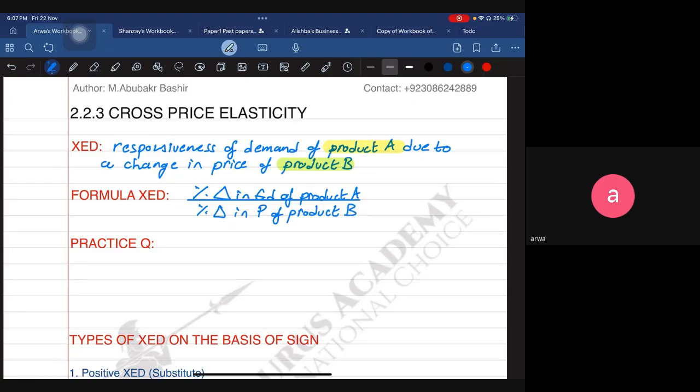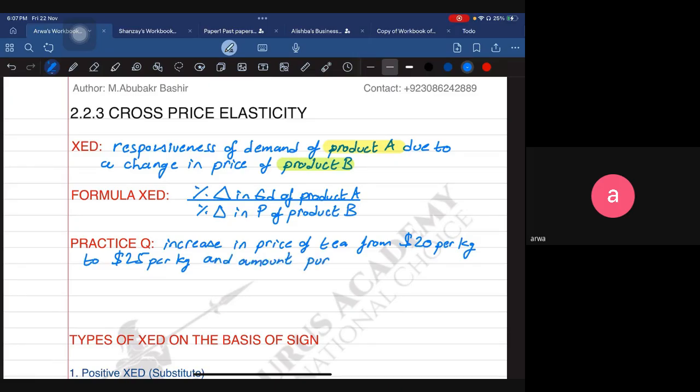Yes, sir. Now I'm going to give you a question. The price of tea increases from $20 per kg to $25 per kg, and the amount purchased of coffee increased from 200 kg to 250 kg. Find XED. Please do that.